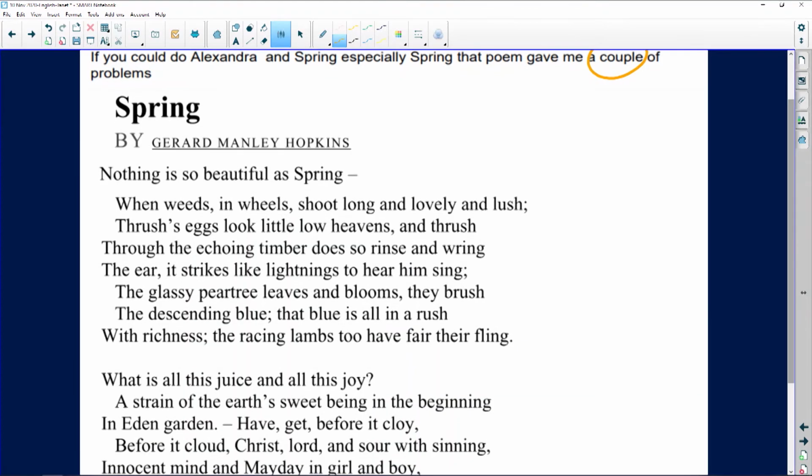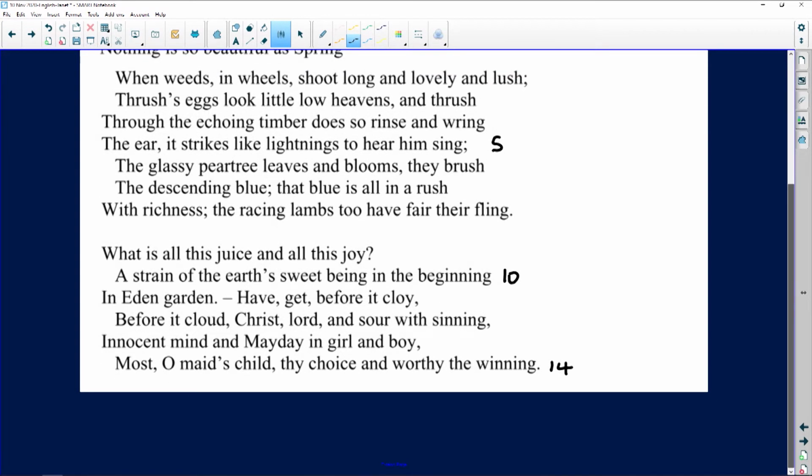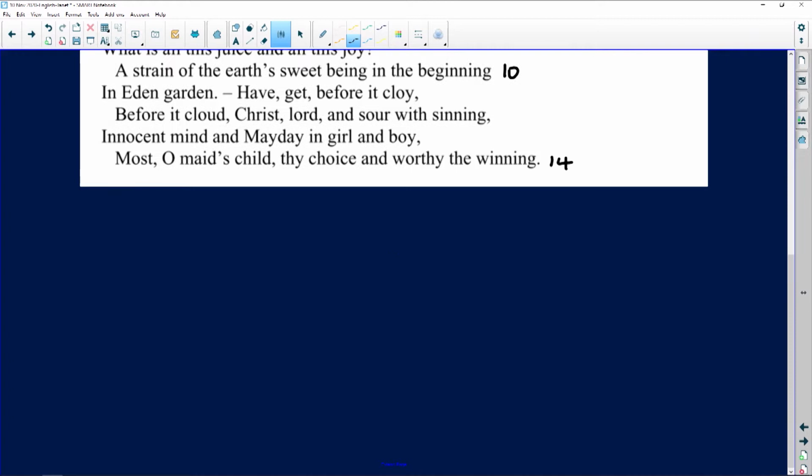So here is the poem. Right. I'm now going to try and imagine what the problems are. Let's start by counting the lines. 1, 2, 3, 4, 5, 6, 7, 8, 9, 10, 11, 12, 13, 14. I'm imagining that maybe the structure of the poem was problem number 1.